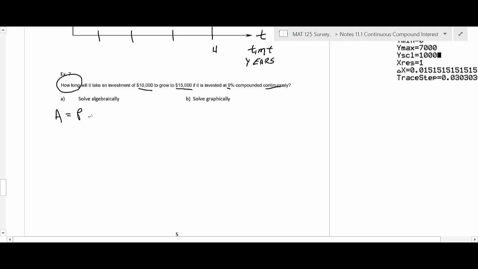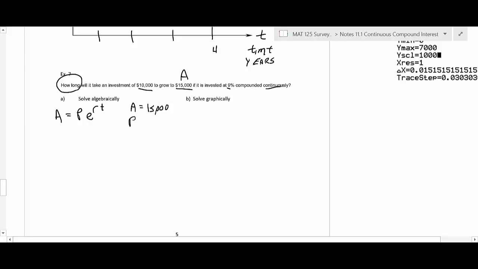You write down the Pert formula. A equals P-E-R to the T. So if we're going to solve that problem, it's going to revolve around that formula. All right, now the first thing I want to ask you is, let's kind of see what everything represents in here. What is A in this problem? I gave it to you. Okay, that's what it goes to. I haven't given you that before, but this time we know this investment's going to grow to that.